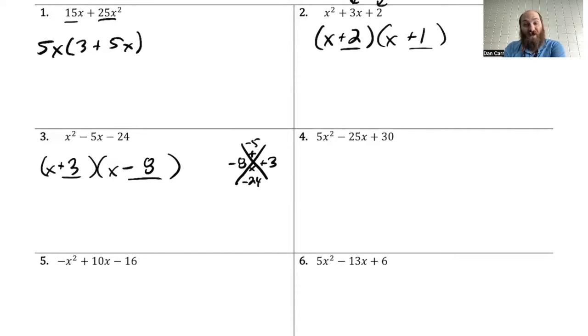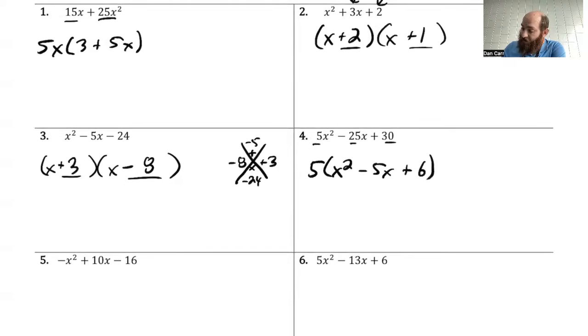Number 4, we actually have a GCF now. 5, 25, and 30 all have a 5 in common. So I'm going to start with that. I take that out, and I'm going to end up with x squared -5x and a positive 6. Remember that the 5 that I take out is still going to be part of my answer here.